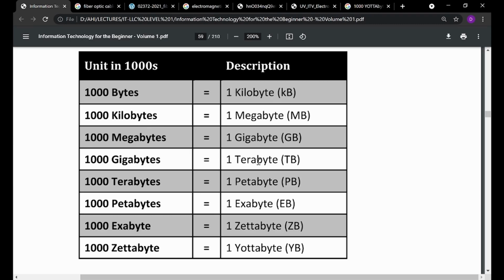You have a pen drive that is 64 gig. Someone has a hard drive of 750 gigabytes, and someone has a hard drive of 1 terabyte. Which one is more? The 1 terabyte is more, because how many gigabytes make 1 terabyte? 1,000. Is that okay? How many gigabytes make 1 terabyte? 1,000.